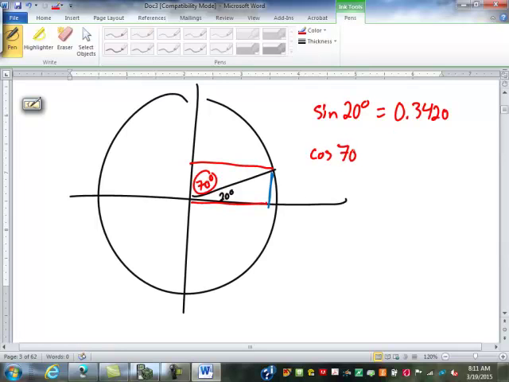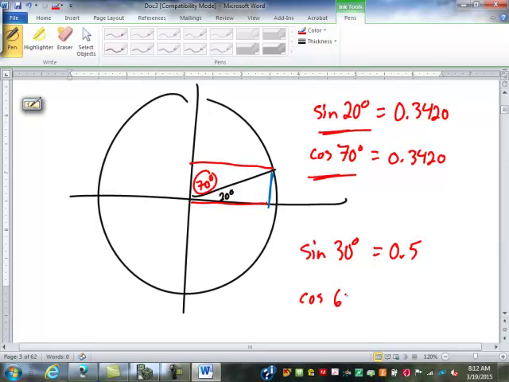Can you find, without your calculator, the cosine of 70 degrees? 0.3420. The sine of an angle has to equal the cosine of its complement, or the other way around. The cosine of an angle has to equal the sine of its complement. If I know that the sine of 30 degrees is 0.5, what's the cosine of 60 degrees? 0.5.